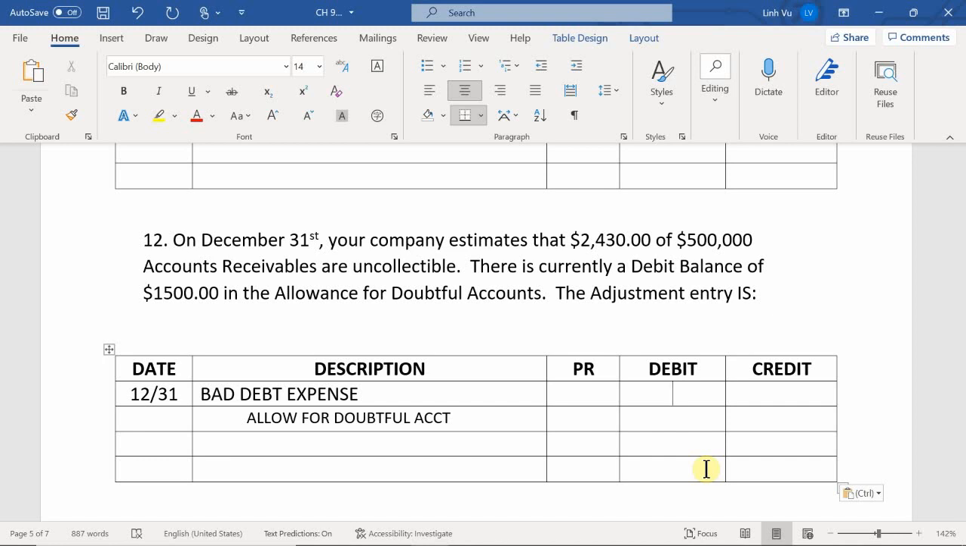3,930. What was that, Magdi? The estimate plus 1,500. Okay. Gives you, what's the total amount there? 3,930.